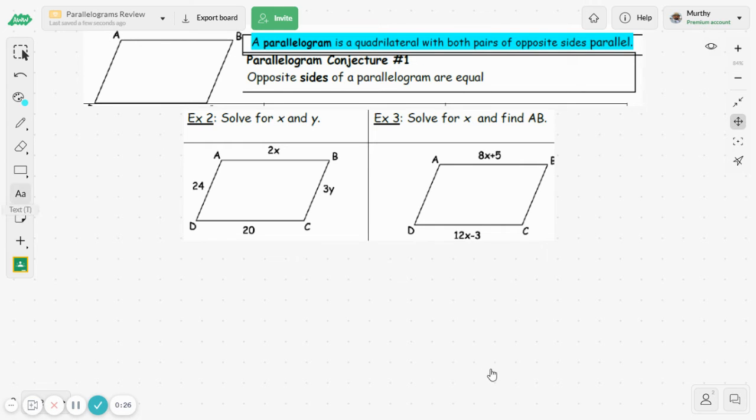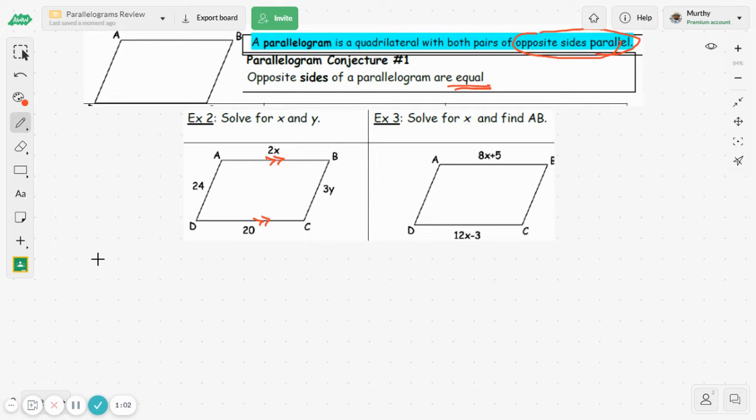First question is solve for x and y. So here the rule says that in a parallelogram the opposite sides are parallel and also equal. Opposite sides are parallel and equal. Now I know that here AB is parallel to DC and AB equals DC.